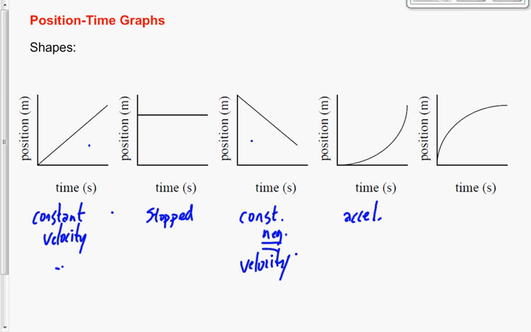The position is getting bigger, but as time goes by, the position is getting bigger quicker, if that makes sense. At 1 second, the position is getting bigger. It's going further, but at 5 seconds, it's going further quicker. So it's accelerating. And what about this last one here that I have drawn, where it's curving and going upwards, but curving downwards? What would that mean?